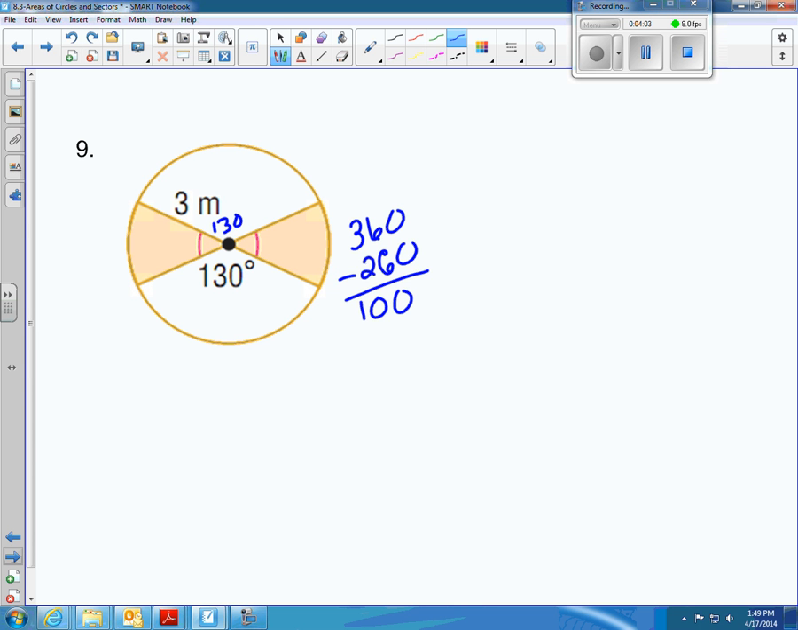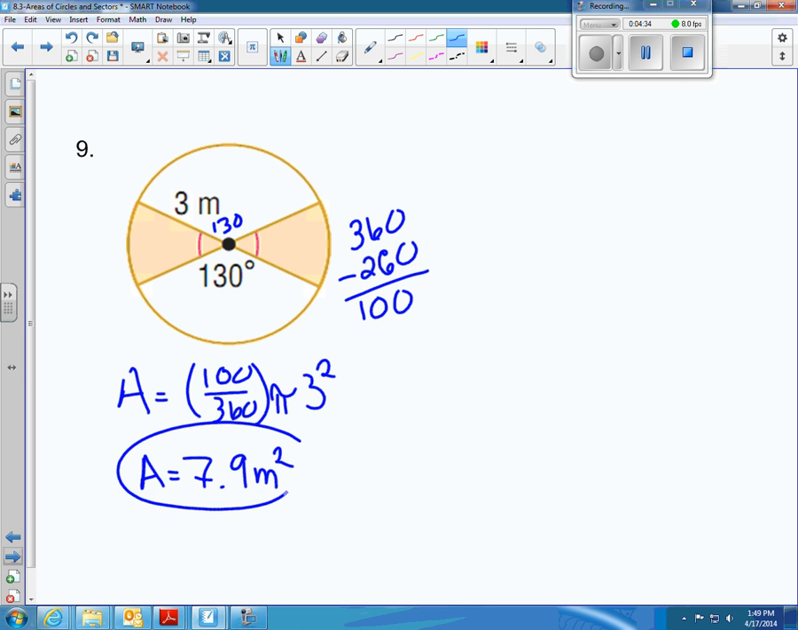Now, do I need to divide that 100 into 2 because we're talking about 2 sections? Well, no, it just asks for the shaded area. It doesn't ask for each individual shaded area, so we can leave it as 100. So our area is 100 over 360 times pi with a radius of 3 squared. 3 squared gives us our 9. We're going to again round to 1 decimal place, which ends up with 7.9. Again, label meters squared.